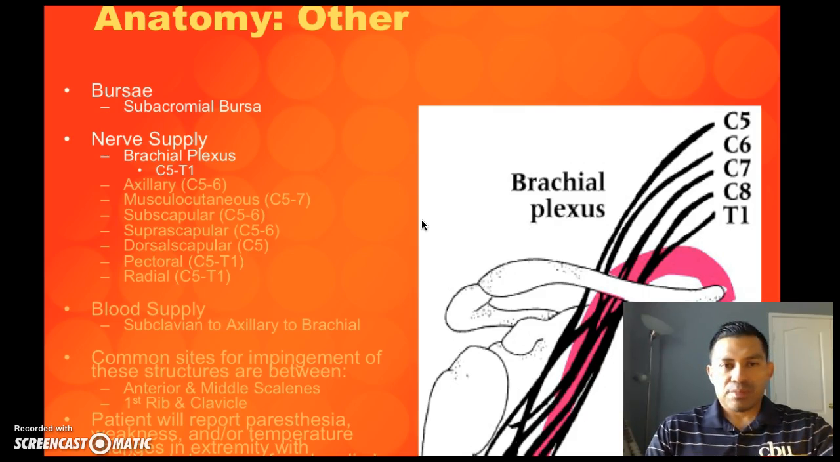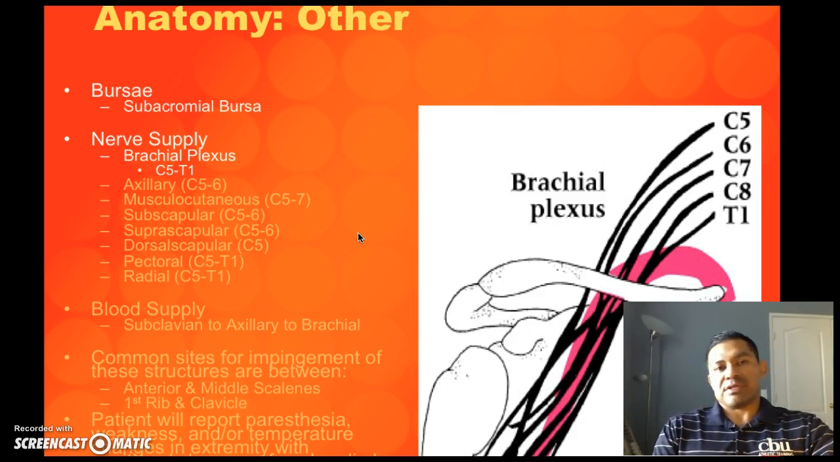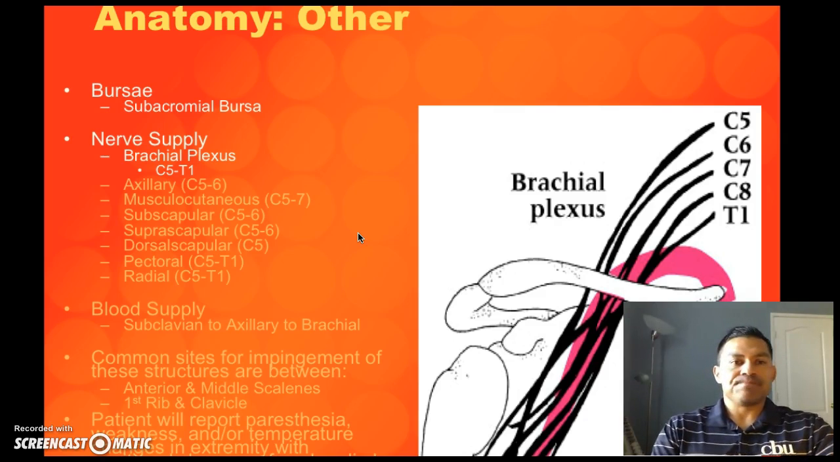So here we have more important anatomical structures. We have the bursa, the subacromial bursa. That's going to be, like the name kind of alludes to, under the acromion process, so it would be right under here. That's going to be also a factor when you're talking about subluxations, dislocations, or just sprains to the shoulder joint.